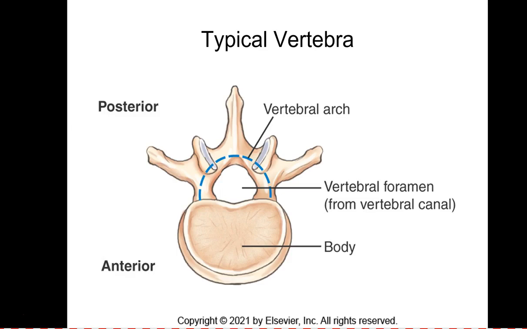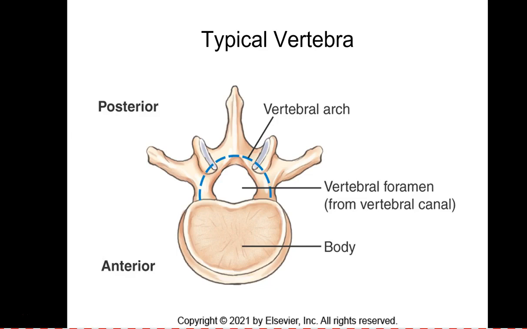A typical vertebra consists of a body and a vertebral arch. So here, of course, is the anterior body, and then this blue dotted line is meant to represent the vertebral arch. The body is the thick, weight-bearing anterior part of the vertebra. The superior and inferior surfaces of the vertebral body are flat and slightly roughened for attachment of the intervertebral discs, which we'll talk more about later.